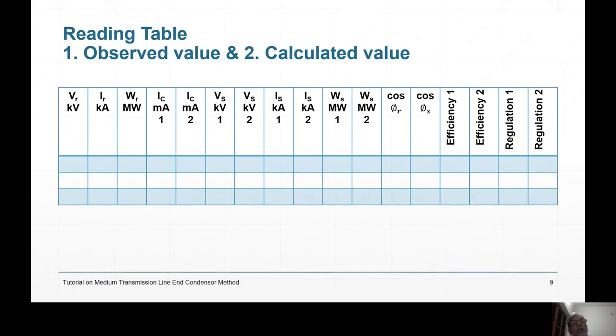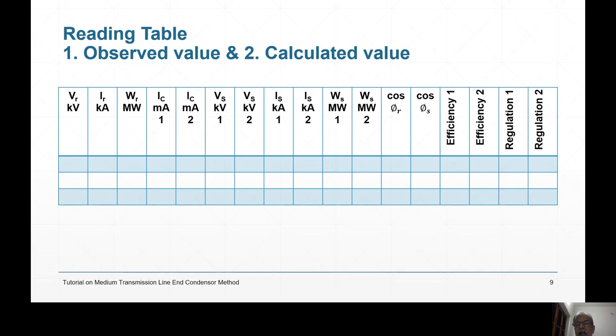Number one is observed value, and number two is calculated value. IR is there. IR cannot be calculated. IR is IR. But IS can be calculated, because IS is equal to IR plus IC. So IR plus IC, by analysis, you can calculate, right? So IS calculated and IS observed. Similarly, VS. VR is only one, but VS you can calculate, right? But VS you will observe also because the meter is there. Similarly, WS, you can observe also and you can calculate also. So whatever can be calculated is written both ways, so that you can compare whether you are right or wrong, whether your meter that is showing is right or wrong.